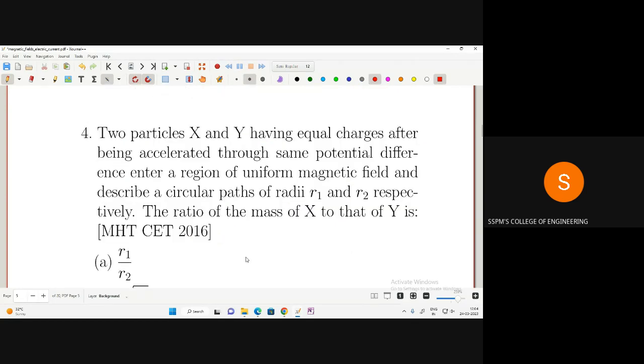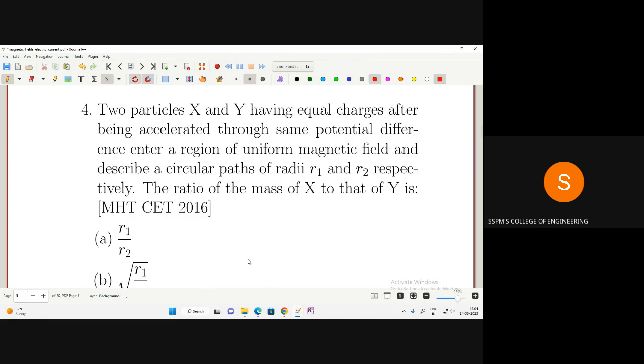This example is a tricky example, and it is based on the acceleration of the charge when it moves in cyclotron or circular motion. The example is given as: two particles x and y having equal charges, after being accelerated through the same potential difference, entered a region of uniform magnetic field and described circular paths of radii r1 and r2 respectively. The ratio of the mass of x to the mass of y is given by?